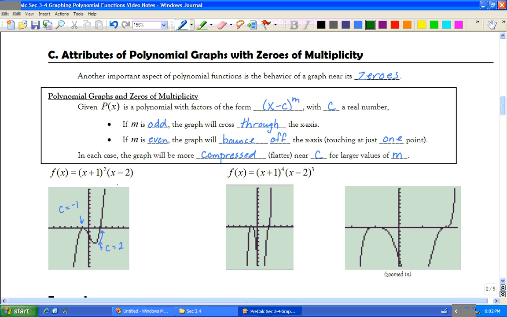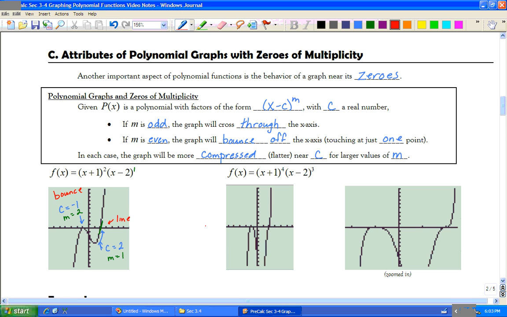And then if we look at our multiplicity on our c value of negative 1, m is equal to 2. So this is behaving like a parabola. And the other one, our degree is 1, so m is 1. You can see that this is behaving like a line. So here we're bouncing off, and then here we're behaving like a line. It goes through the x-axis.